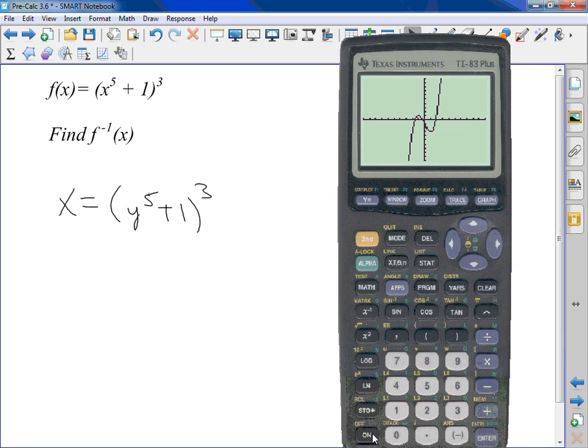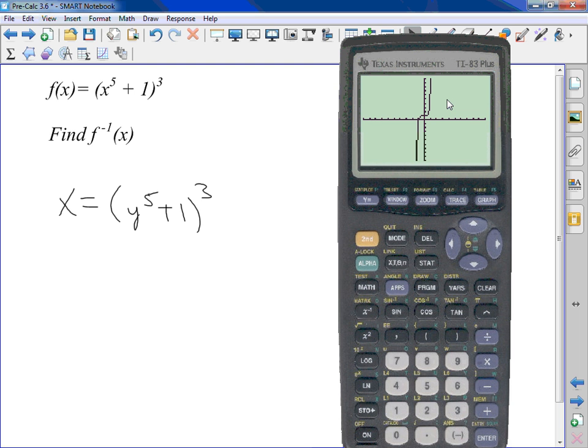Grab my calculator. For the y equals, I type in x to the fifth plus 1, and all of that is cubed. Most likely your mistakes are going to be, I forgot a parenthesis, I forgot a number, something like that. I graph it. Looking at it, the horizontal test, what do you think? Yes.